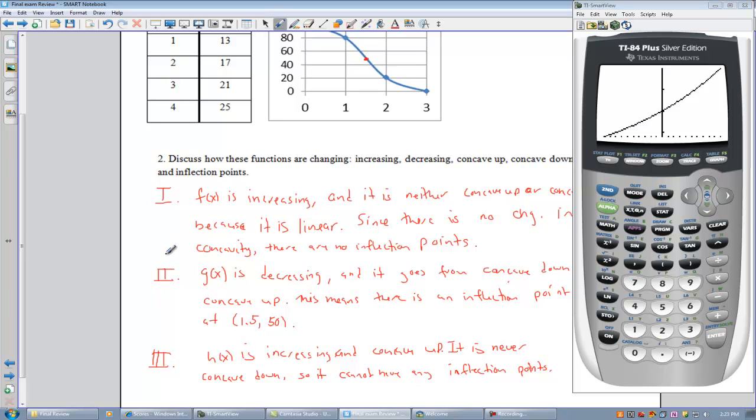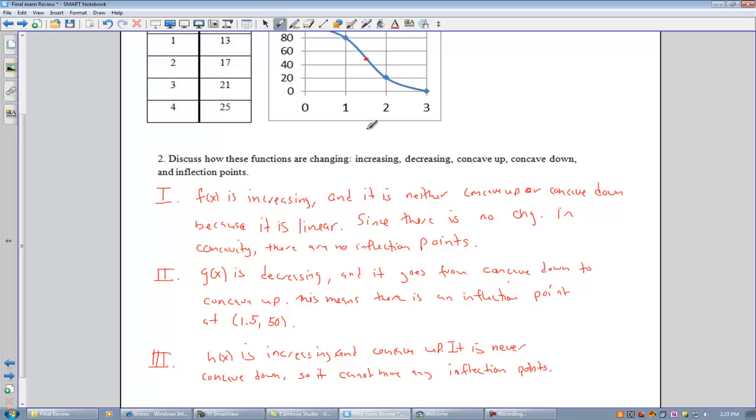Describing how these functions, in a sense, are changing. Remember, functions can only change in a certain number of ways. They can increase or decrease. The ways they can increase and decrease are rather limited. They can increase in a concave up manner, a concave down manner, or even a linear manner, a straight line. And when they do go from concave up to concave down, you get what are called inflection points.